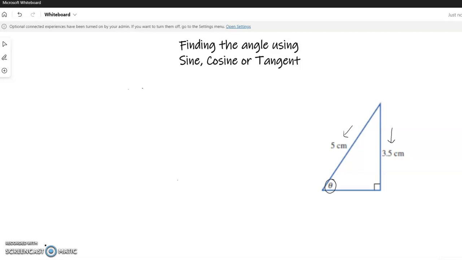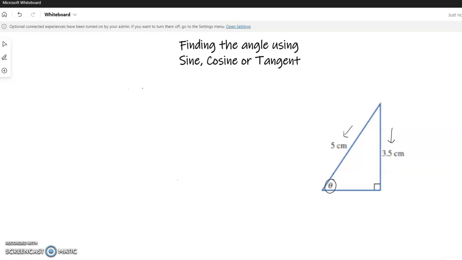Now, in order to find the size of this angle, we need to use the same sort of process as we've done before, but there is a slight difference. In this example, instead of finding an unknown side and knowing the value of the angle, we now have to find the value of the angle when we know two sides. So let's look at this example now.